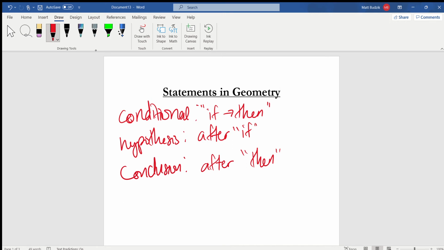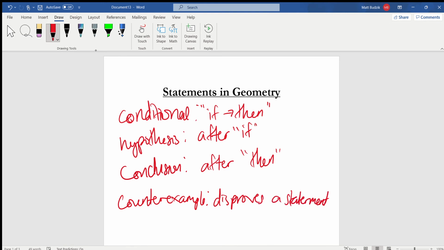And then, once we figure out if these conditional statements are true or false, if they are false, we need to make sure that we back it up with a counterexample. Okay? Remember, a counterexample is something that disproves a statement. This could be a drawing. This could be an equation. This could be an explanation. There's a lot of things that they could be, all right, as long as it disproves that statement that you are saying is false.